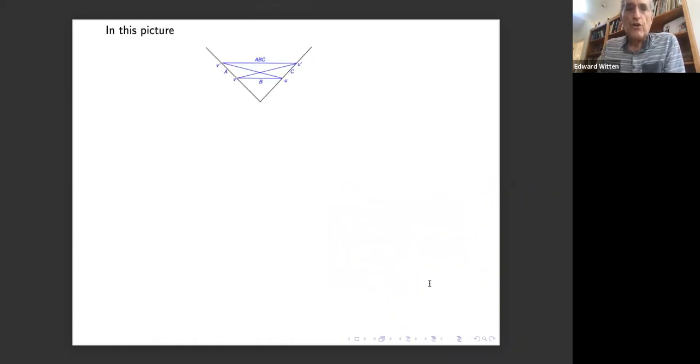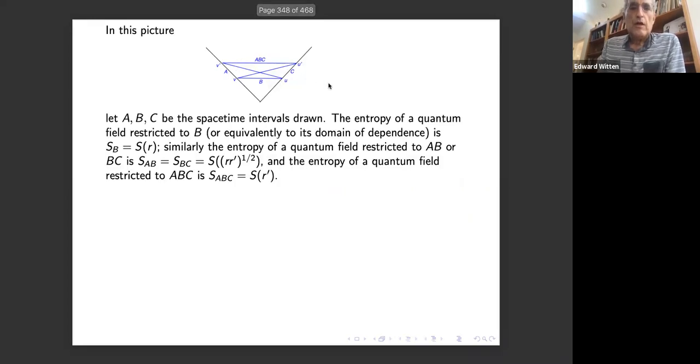Now in this picture, which I also hope is big enough that you can see it now, I've labeled 3 intervals A, B, and C. The entropy of a quantum field restricted to B, or equivalently its domain of dependence, is what I call SB, and that's the entropy of the length of B, which is R. If you restrict a quantum field to AB or BC, the entropy SAB or SBC is given by the length from this point to this point, or from this point to this point. And those lengths are both the square root of R prime. So these are each equal to S of the square root of R prime.